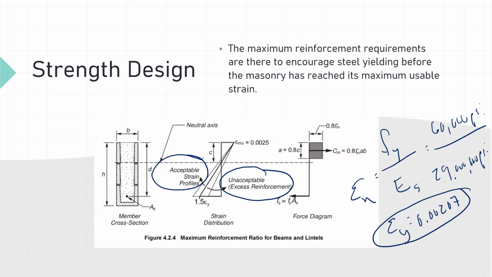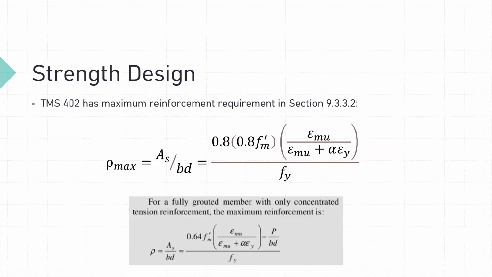to ensure that we have yielding of our reinforcement before we have crushing of our masonry, because we want to avoid brittle type failures. We want to promote ductile behavior in our masonry wall systems. So that's why those maximum reinforcement ratios are here. And so in our commentary out of TMS 402, it provides this equation for fully grouted members with only concentrated tension reinforcement. And so we know what most of these values are.